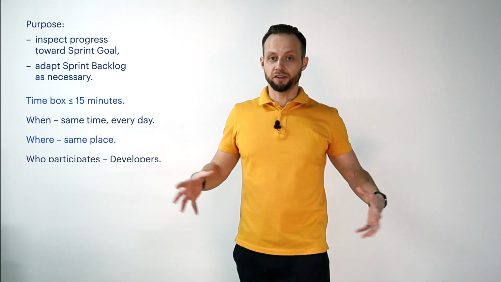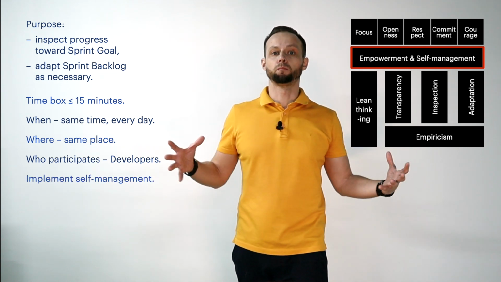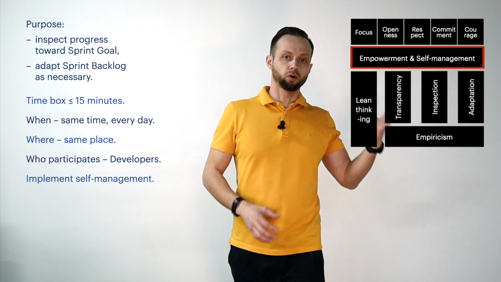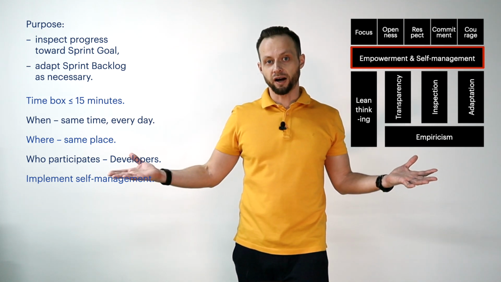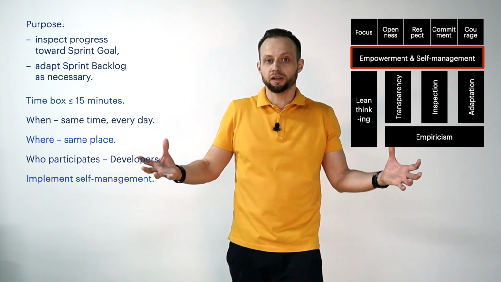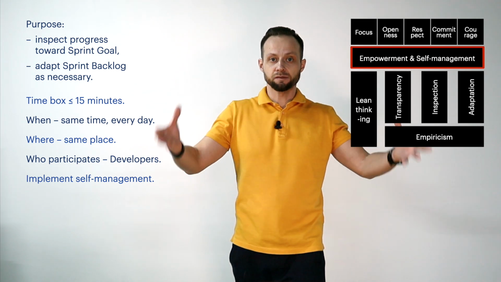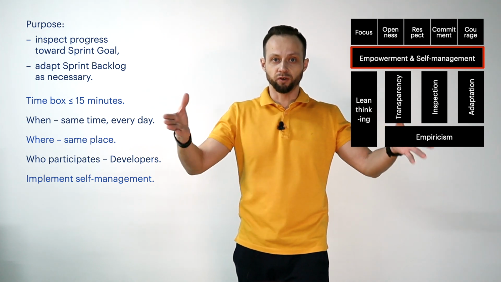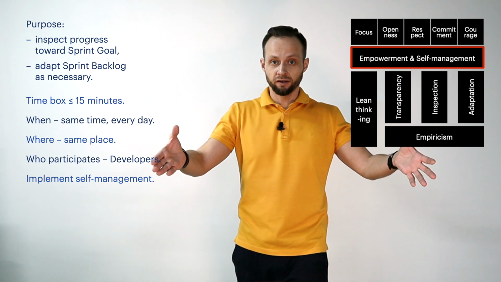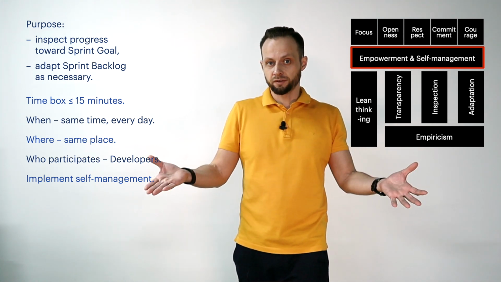This is an event for the developers of the Scrum team. This is another example of how self-management and empowerment work. If the product owner or the Scrum Master are actively working on items in the sprint backlog, in other words, they are committed to creating any aspect of a usable increment each sprint as the developers are, then they participate in the Daily Scrum as developers.